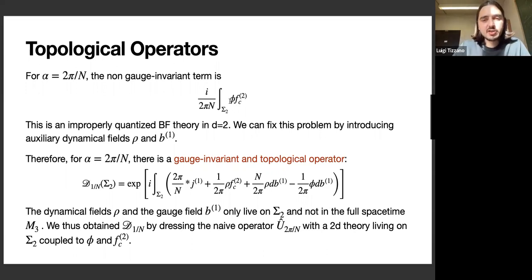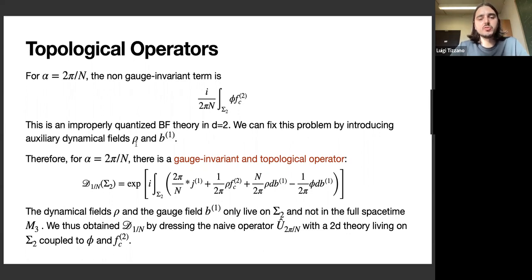But this action, the phi fc theory, is a very famous action, because it is a BF theory in 2 dimensions. The only problem of this action is that it is improperly quantized because of this n in the denominator, which renders it non-gauge invariant. But this is just a superficial problem, because we know a way to render this action gauge invariant by introducing extra auxiliary dynamical fields that I call rho and B1.